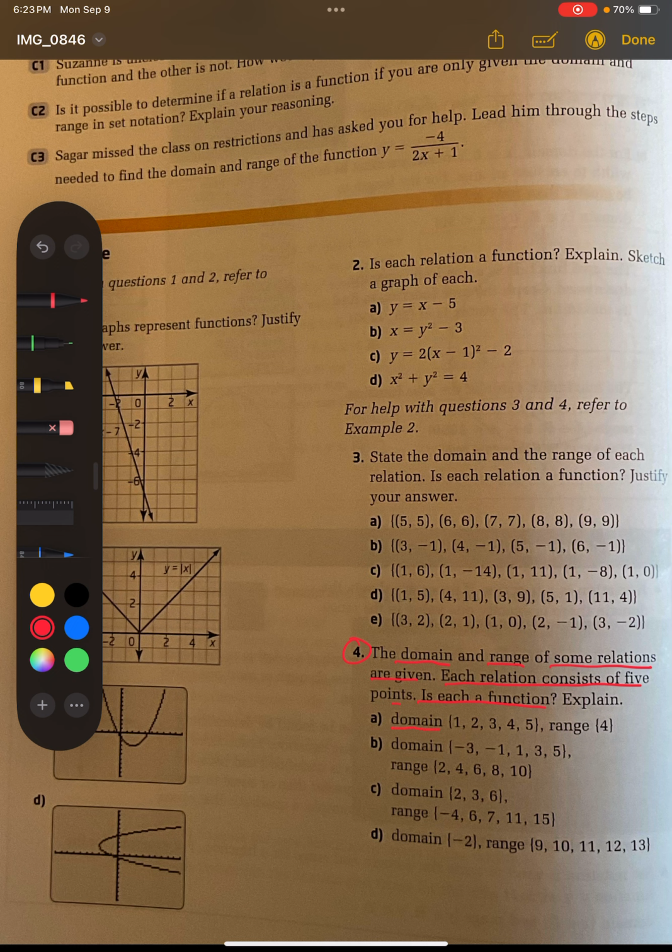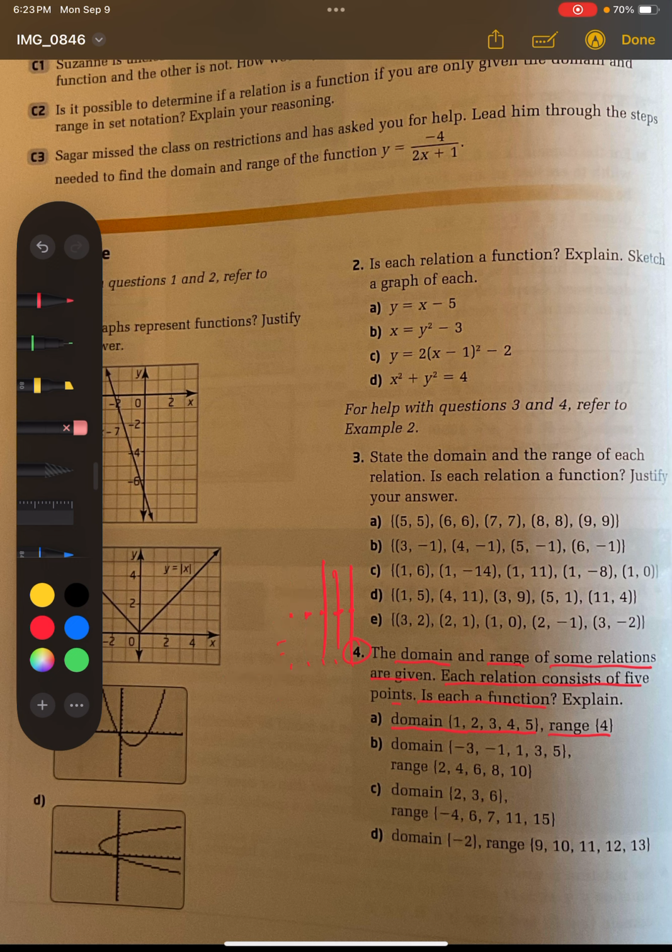Okay, so this is a domain. 1, 2, 3, 4, and 5 with a range of 4. Well, you know what that means? That means that at any given point, 1, 2, 3, 4, or 5, we have the point. And at 5 as well. So if I do a vertical line test at each of those domain points, I'm going to get one answer, 4. Okay? And you see it only passed at one point.